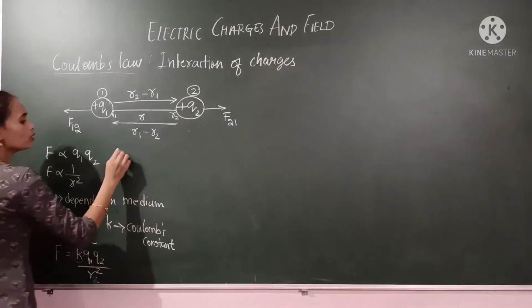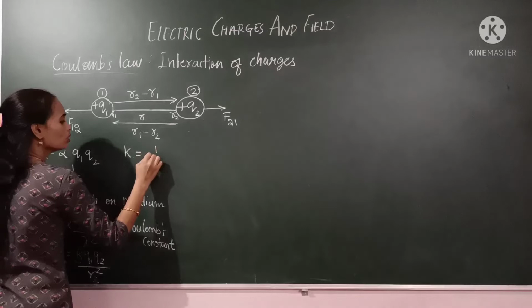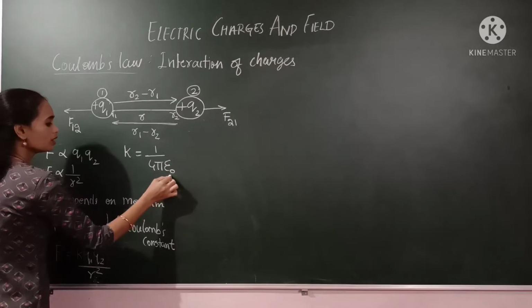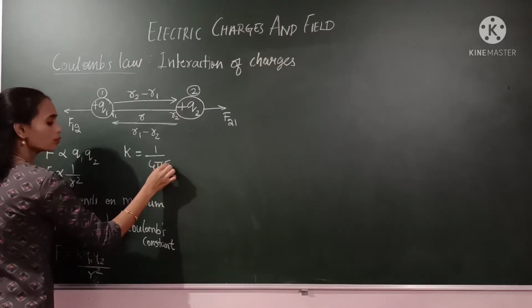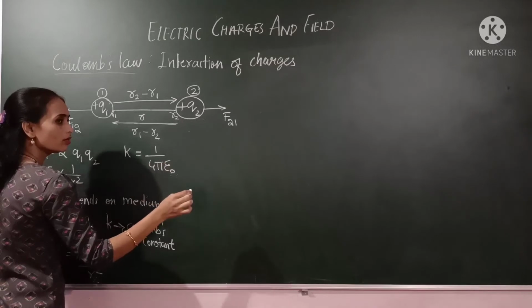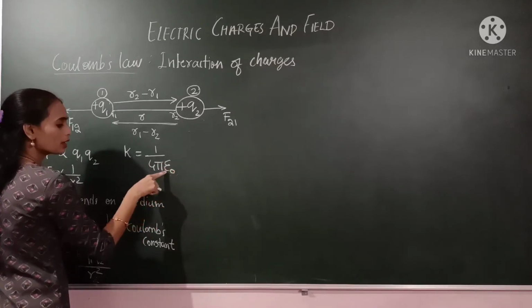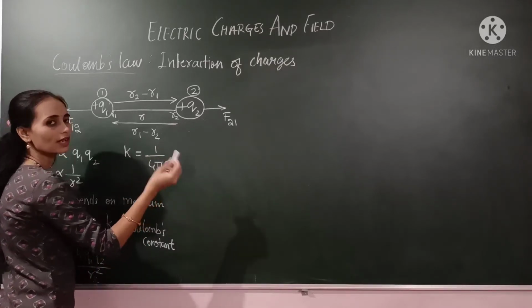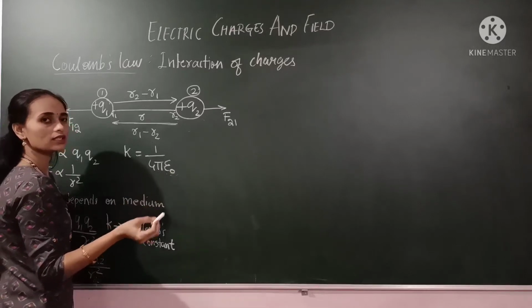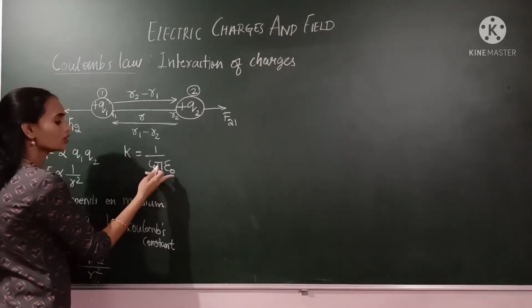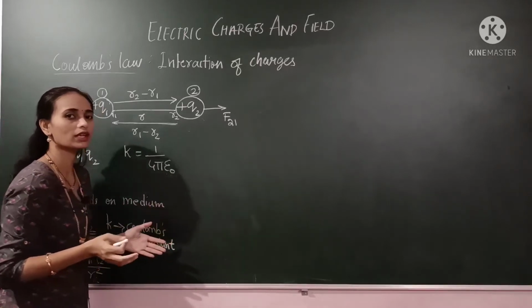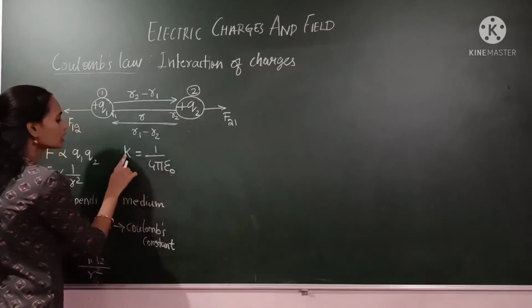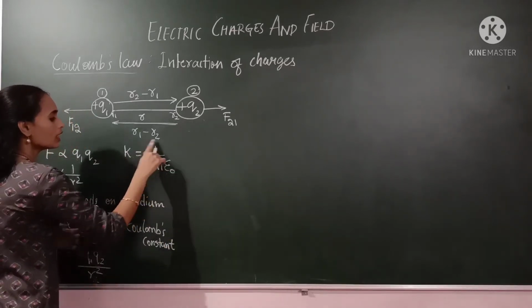So this K value we can write as K equals 1 divided by 4 pi epsilon. Epsilon is called the permittivity of the medium. Here epsilon naught means the permittivity of free space. Now details about this permittivity we will study in the next lecture: how the force changes with respect to permittivity, what is relative permittivity, absolute permittivity, all those concepts we will learn in the next video.